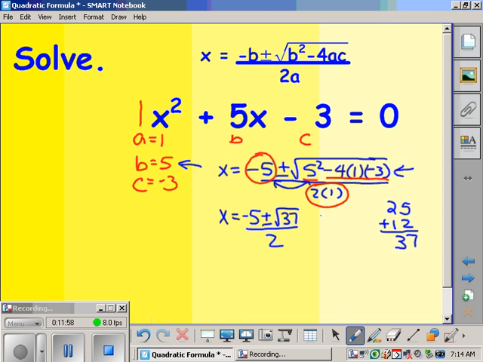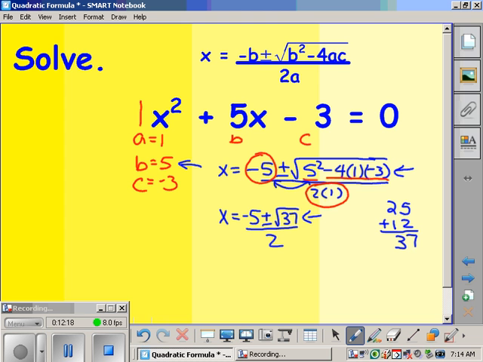Now, in the last problem, we had 36, and we had a perfect square, so we could actually take the square root, which removed the radical sign. In this problem, 37 is not a perfect square, which means that your answer will have a radical sign. So the only time your answer will not have a radical sign in it is when it's a perfect square.